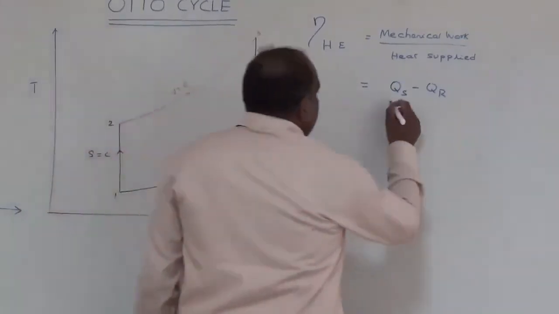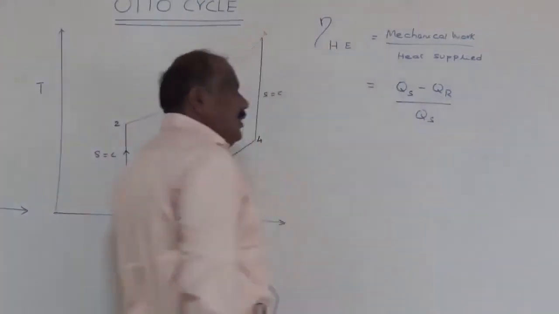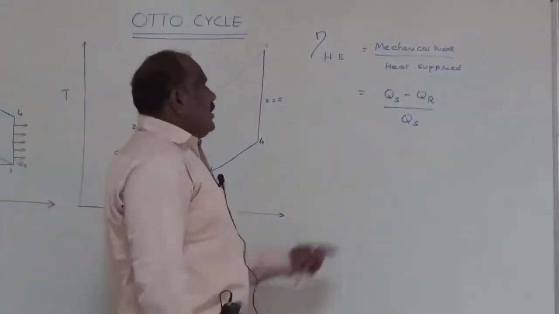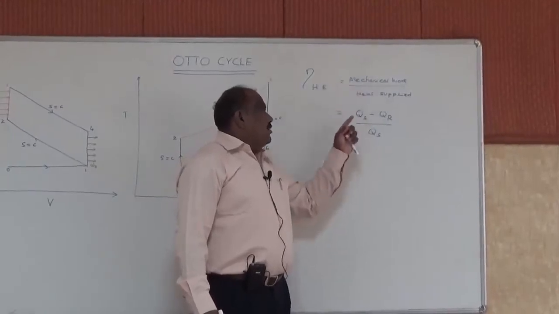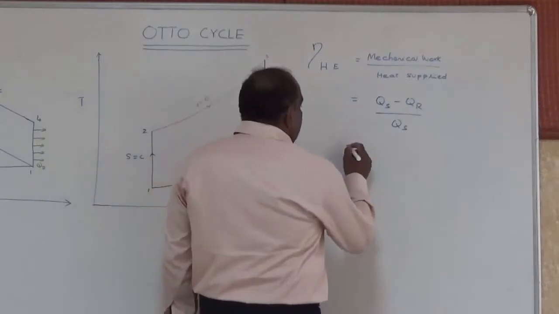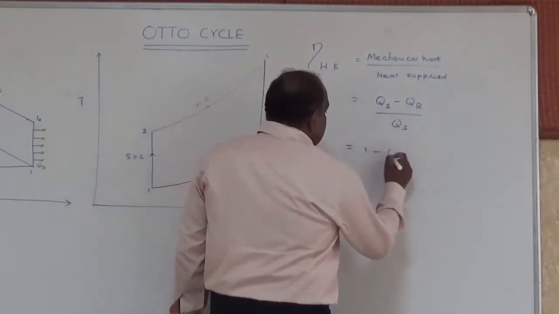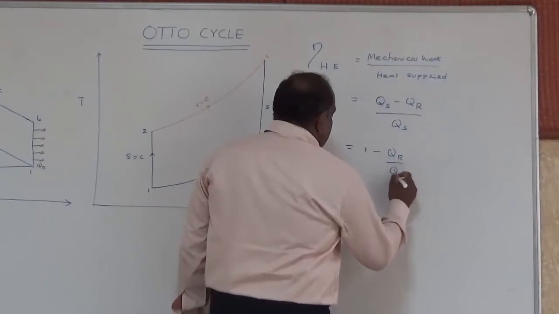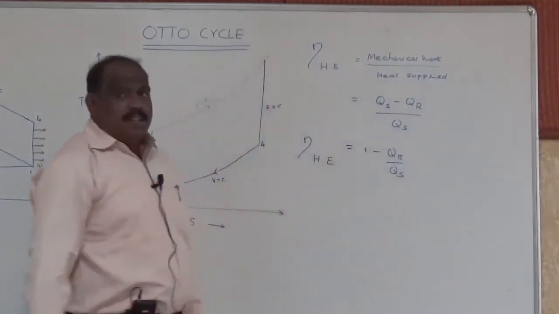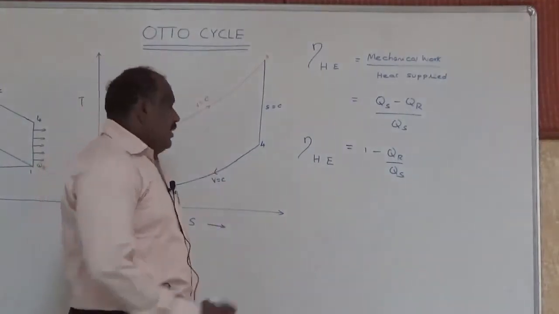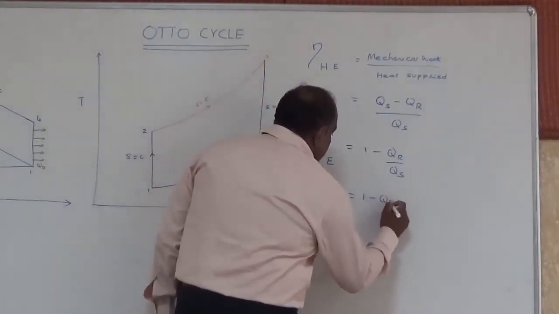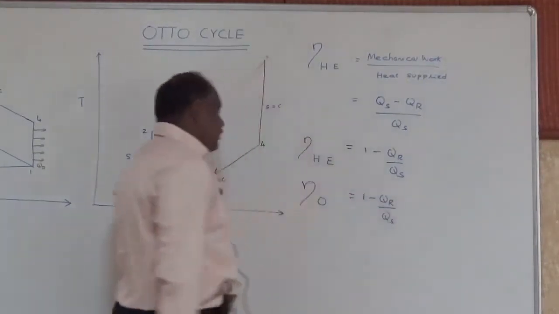And the heat supplied is given by Qs, because this executes a cycle. We know from the first law of thermodynamics that the summation of the net heat transfer will be equal to the summation of the net work transfer. Based on that, we derive this formula. And when I do the mathematical simplification, it will become 1 minus Qr by Qs. This is the efficiency of any heat engine. Since this Otto cycle also executes as a heat engine, we can utilize the same formula for the Otto cycle also, which is nothing but 1 minus Qr by Qs.